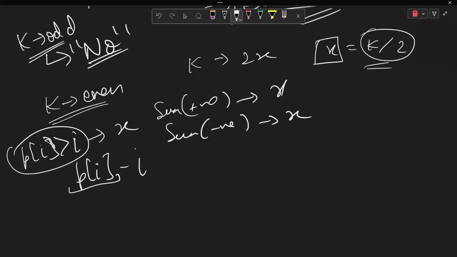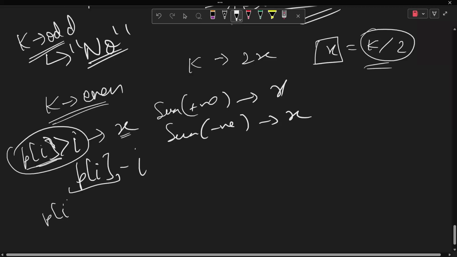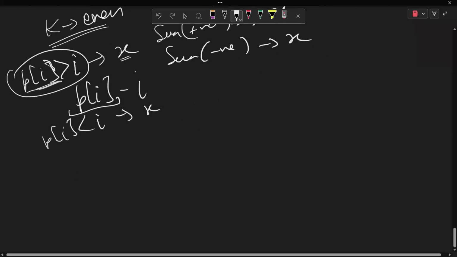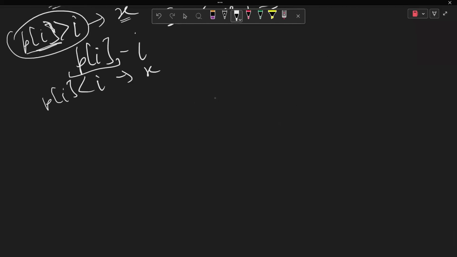If it's even, divide it by 2, and let's say this k by 2 is x. Now we need to find a permutation so that the sum of all those places where we have pi greater than i is x, and the sum of all those places where we have pi less than i is also x. Okay. Now how can we do this? Okay, let's just try to do something. Let's say we have n equal to 5 and k equal to 12. Okay.